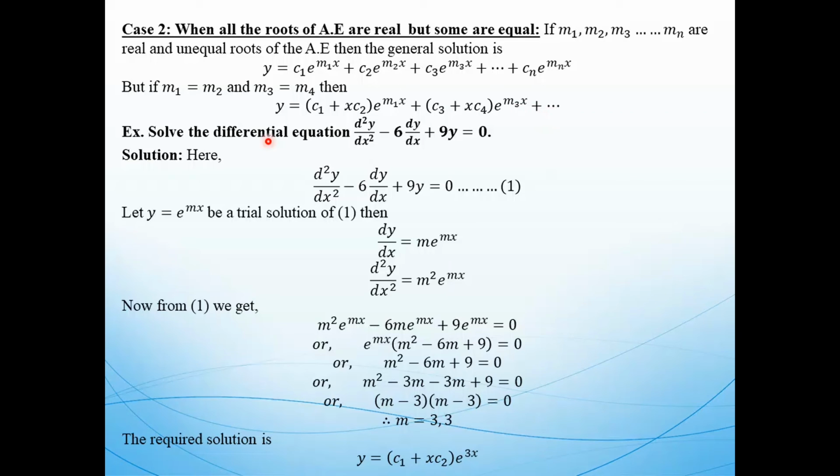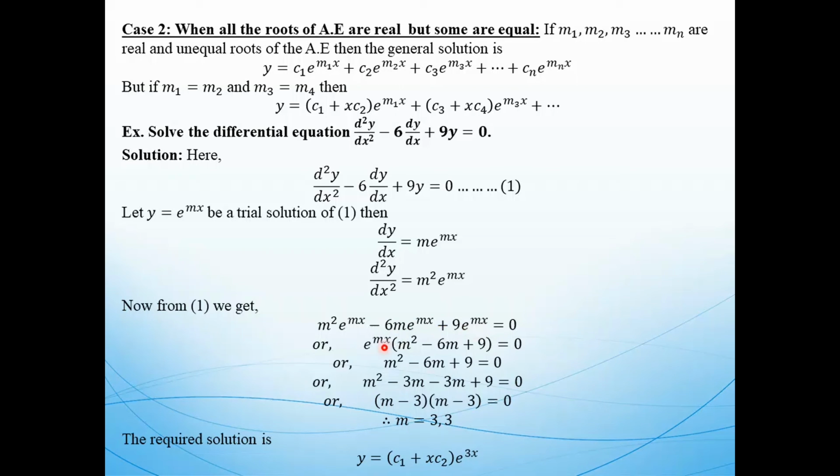Now we will solve a mathematical problem for case 2: solve the differential equation d square y by dx square minus 6 dy by dx plus 9y is equal to 0. So we write the given equation and we consider y is equal to e to the power mx as a trial solution of this equation, that gives dy by dx is equal to m e to the power mx and d square y by dx square is equal to m square e to the power mx. Now by equation 1 we can write m square e to the power mx minus 6m e to the power mx plus 9 e to the power mx.